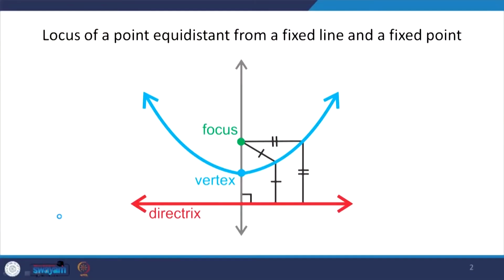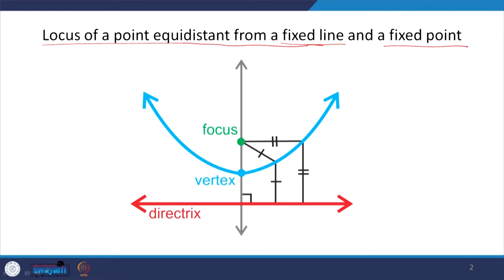Circle is one. The other, which we have already talked about, is a parabola. Now what is a parabola? A parabola is the locus of a point which is equidistant, which means at the same distance, from a fixed line and a fixed point.